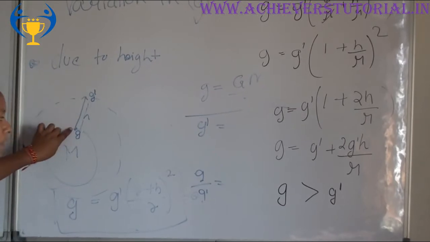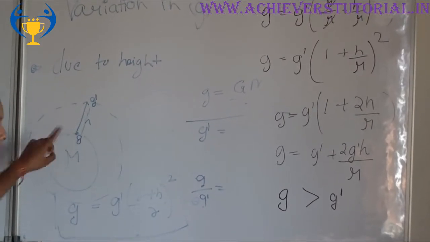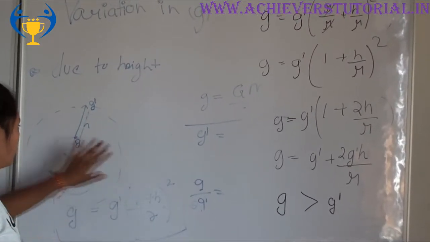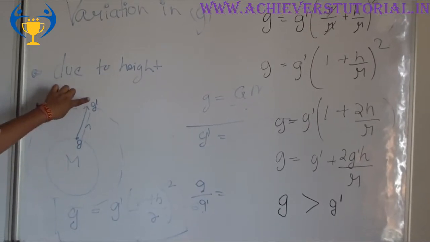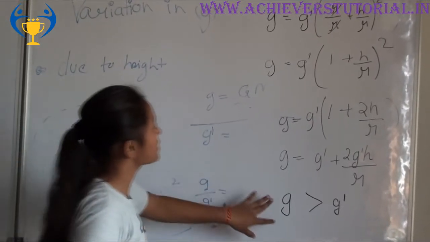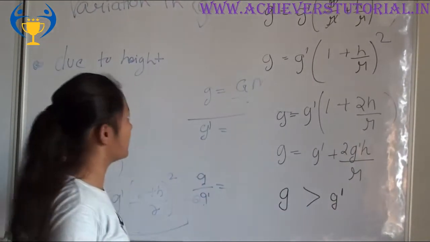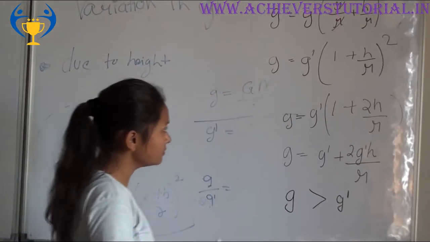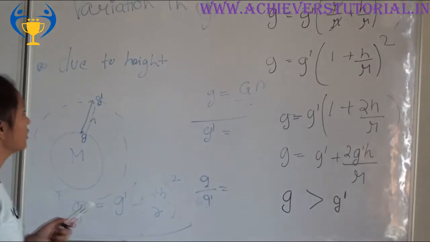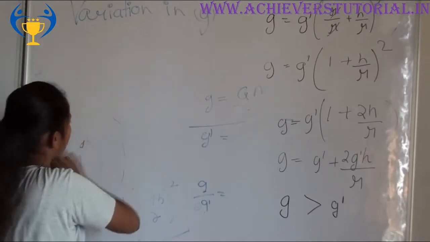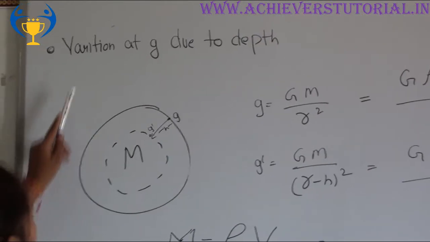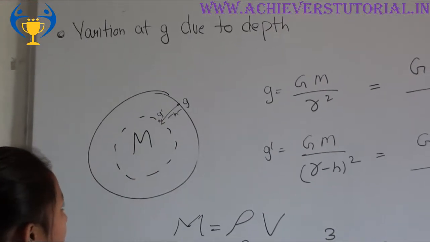When we are on the surface, the gravity is at normal 9.8 Newton. But when we increase some height, the gravity decreases. This is a variation. This shows the variation between gravity at the surface and the gravity at some height. Next, variation of g due to depth.